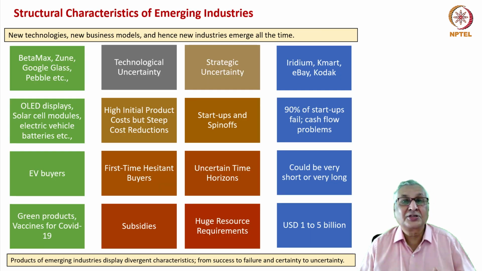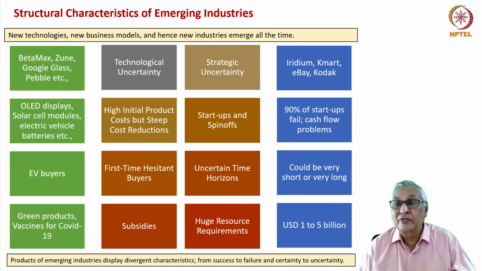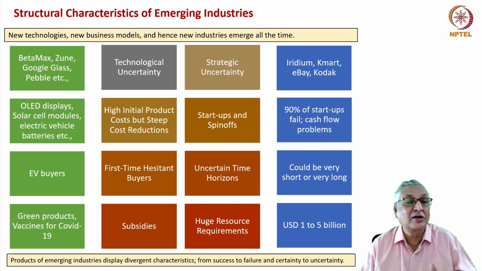What are the structural characteristics of emerging industries? New technologies, new business models, and hence new industries, when they emerge all the time, there are several factors that drive such emergence. Betamax, Zune, Google Glass, Pebble, these are all the ones which didn't succeed. They face technological uncertainty. They also face strategic uncertainty. We also have companies which have made their mark even through the uncertainty. Iridium, Kmart, eBay, Kodak in different stages and manners.